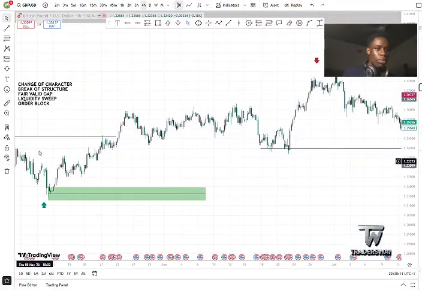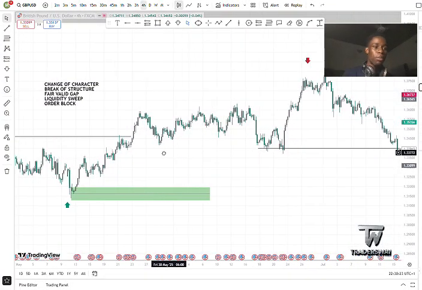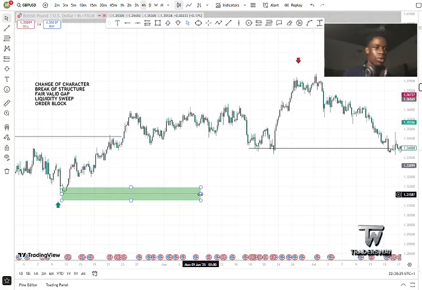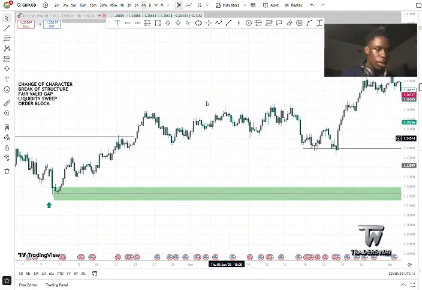Why did I choose this order block? The reason is because of my confirmation. Which confirmation is that? Fair value gap, which is number 3. Fair value gap is my confirmation for this order block. You can see very well.